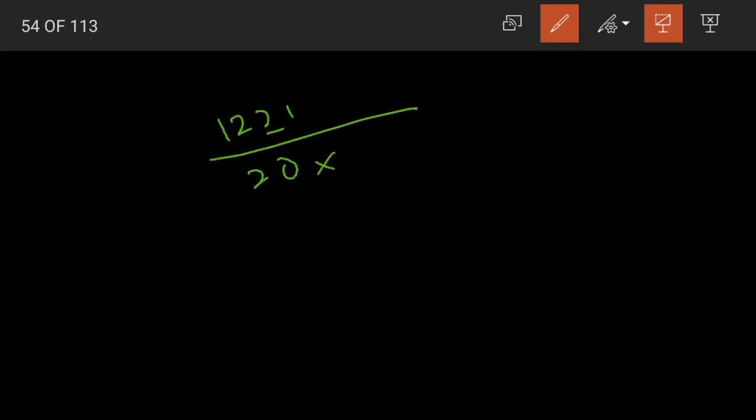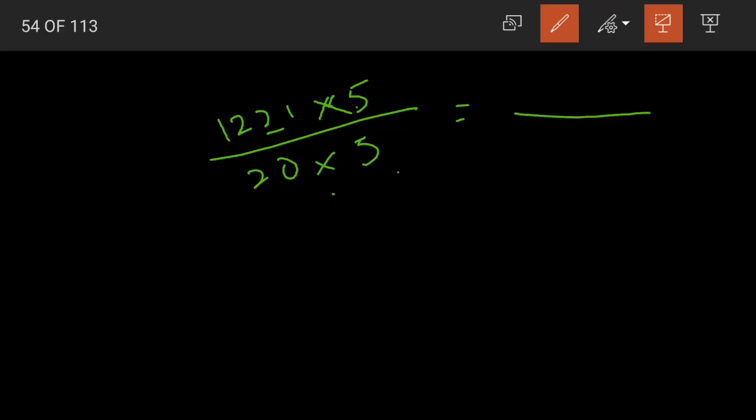Let me write it here. We need to multiply the numerator as well with the same number 5 to get our fraction whose denominator is 100. Understood, children? Always remember, in fractions or in mathematics in general, we just do not simply multiply the denominator and leave. We'll do the same thing with the numerator as well.